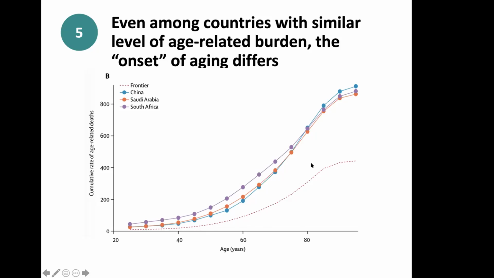And so you see, if you combine the best age groups from different countries, from these four countries that I mentioned, you get this curve. And then you can see the difference between the frontier and these example countries.